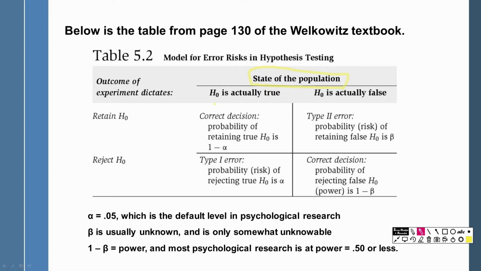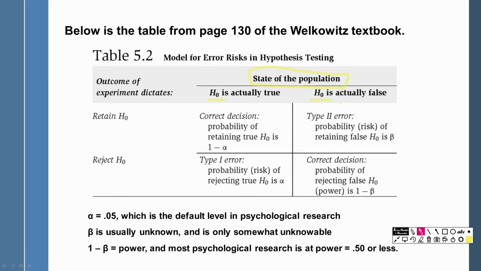Now, there are two possible outcomes here in terms of the true state of the population. The first one is that H0, which stands for the null hypothesis, is actually true. In other words, there's no difference between treatment and control groups. And the other is that H0 is actually false, which means that there is a treatment effect.